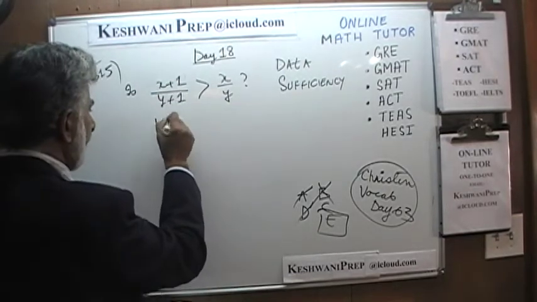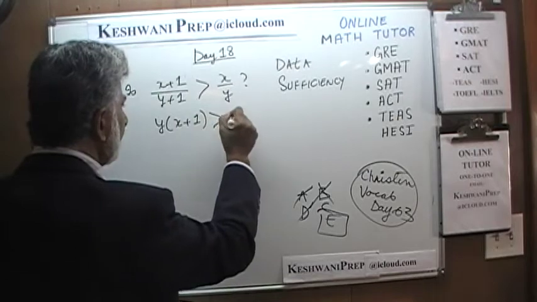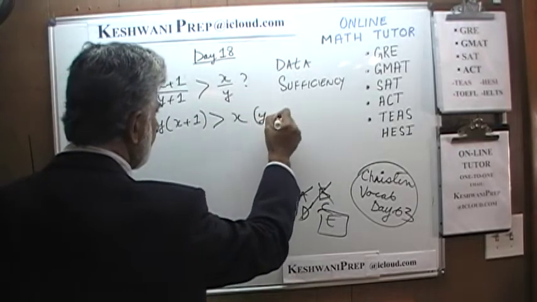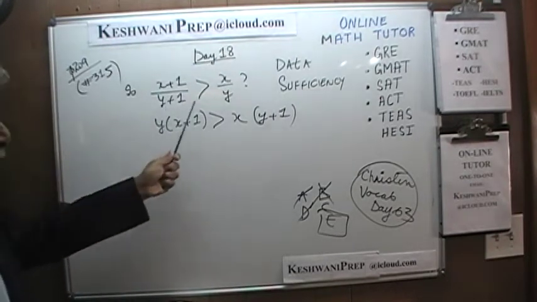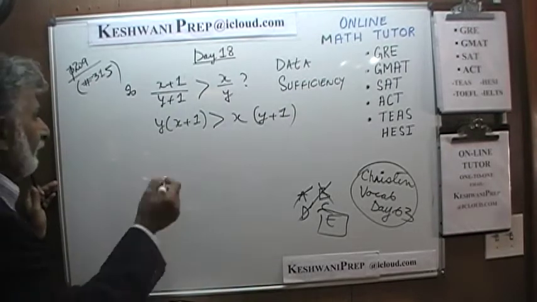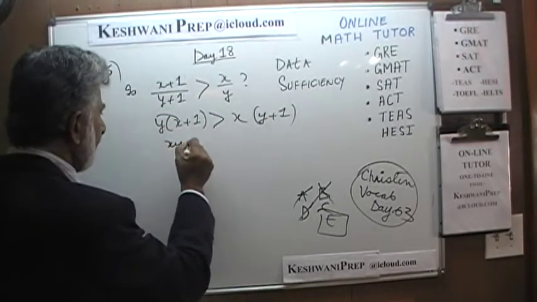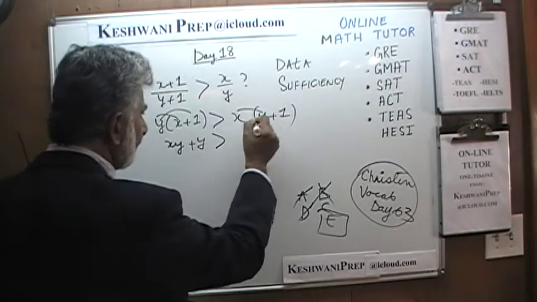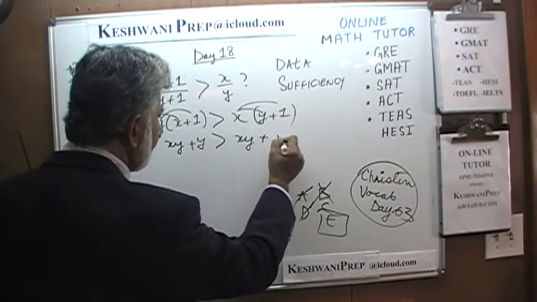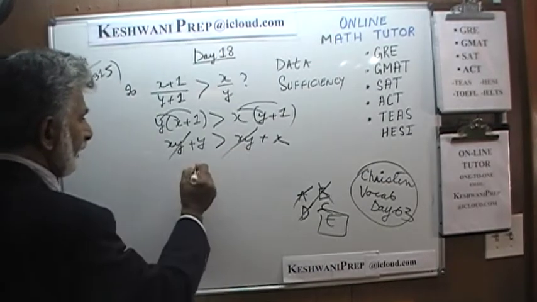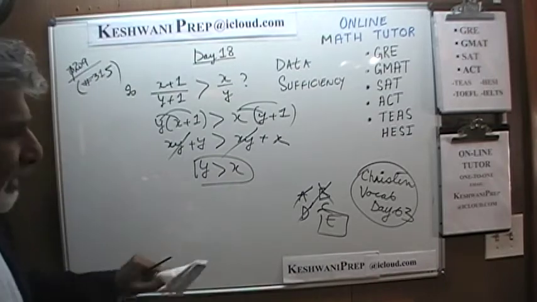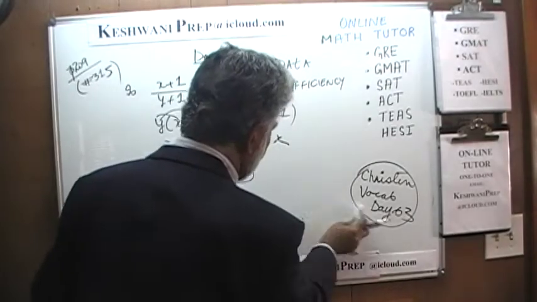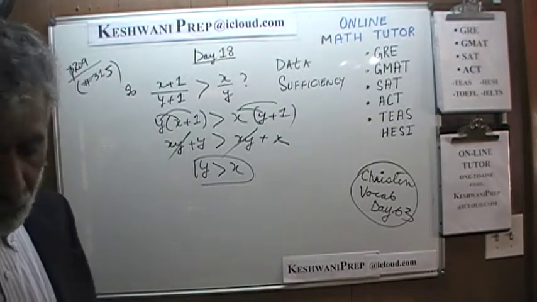Bring the y over there, so y times (x plus 1) is greater than x times (y plus 1). Strictly speaking, we are taking a gamble right now that these two quantities are positive. So this is xy plus y is greater than xy plus x. The xy and xy cross out. So what the question is asking is, is y greater than x? And that's all they're looking for.